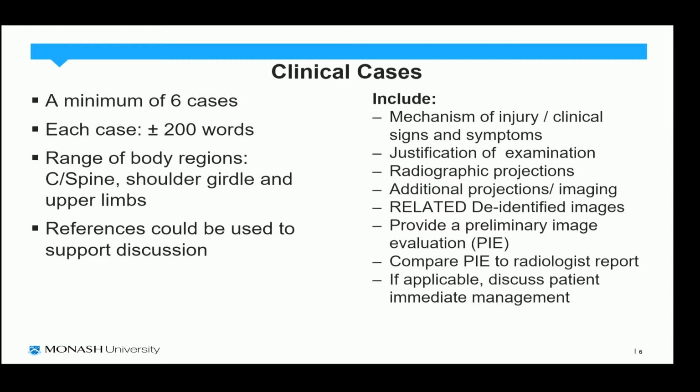You need to include, as appropriate, the importance of the mechanism of injury, also justification of exams, what radiographic projections were taken, were they sufficient, or did you actually need to do additional projections, and then provide de-identified images of each case, and then provide a preliminary image evaluation. Then compare your PIE evaluation to that of the radiologist's report, and if applicable, you can discuss the immediate management of the patient.